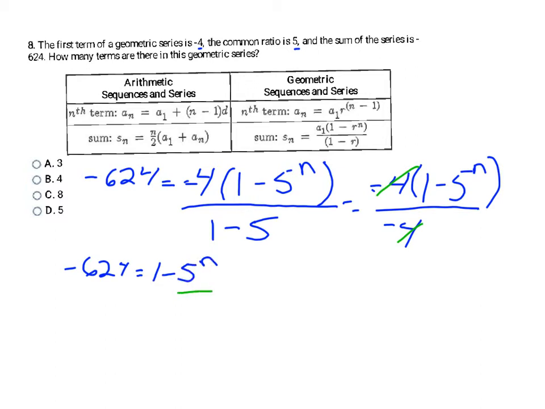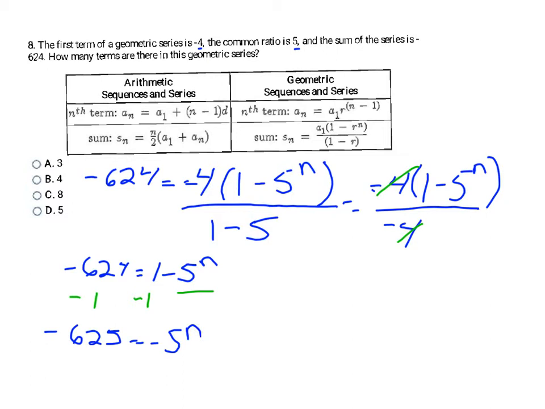I want to continue to get my term with n in it by itself. So I'm going to subtract 1 from both sides. And that gives me negative 625 is equal to negative 5 to the n power is what that's equal to.